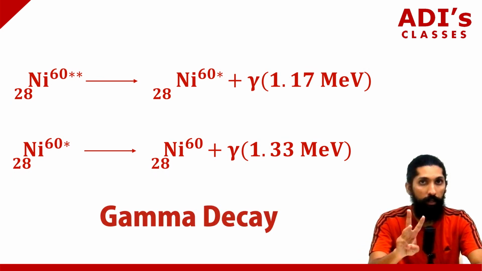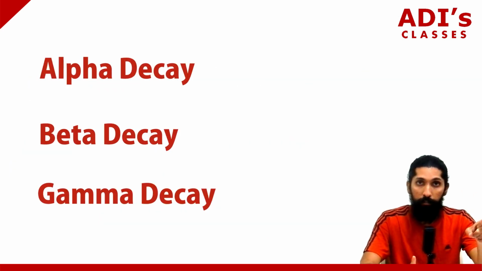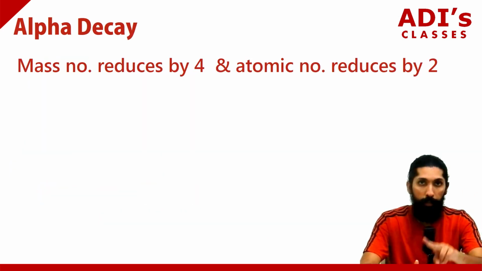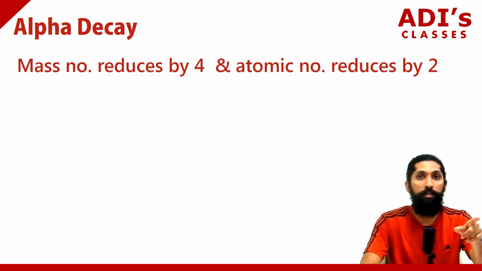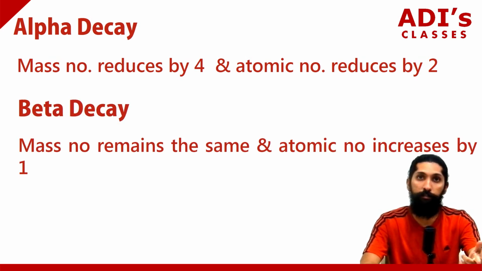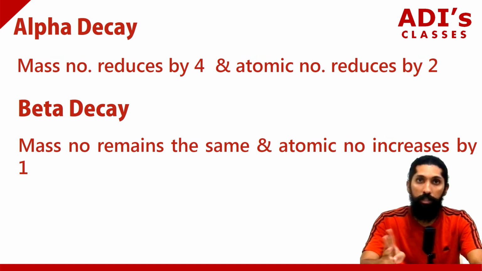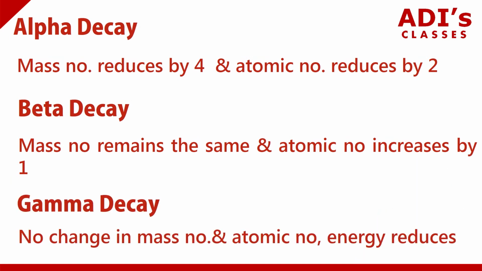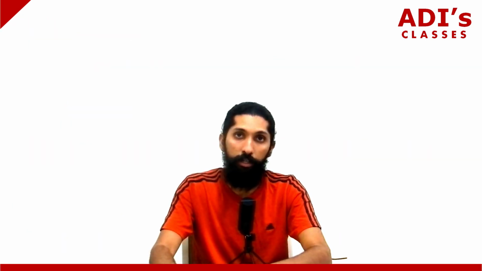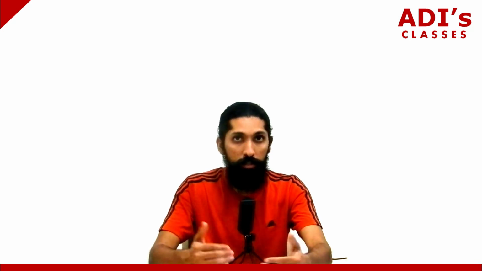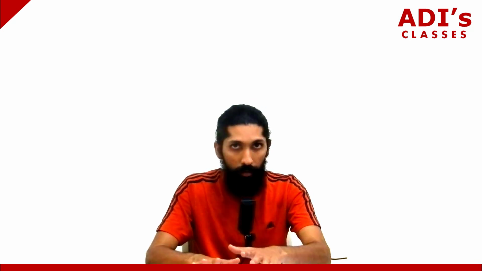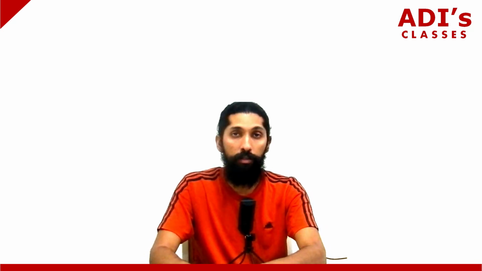So three types: alpha, beta, gamma. In alpha, mass number reduces by 4, atomic number reduces by 2. Beta, mass number remains the same, atomic number increases by 1. But in gamma, no change in either the mass number or the atomic number, but energy reduces. Okay, these are the three types of radiations we can get from the nucleus, or these are the three types of radioactive disintegrations. Okay, now since you know what it is, let's try to understand fission and fusion from the next video.